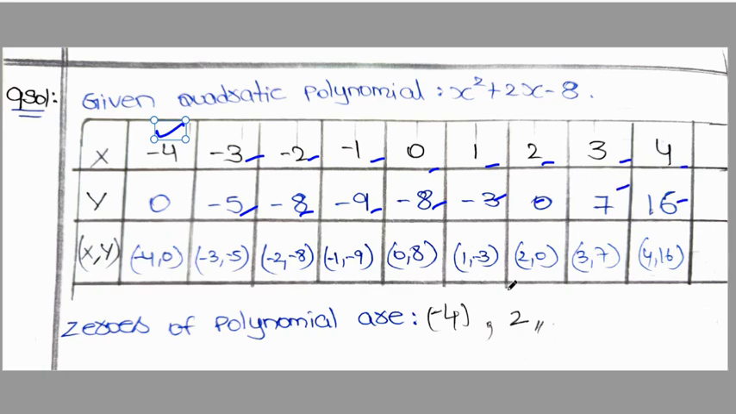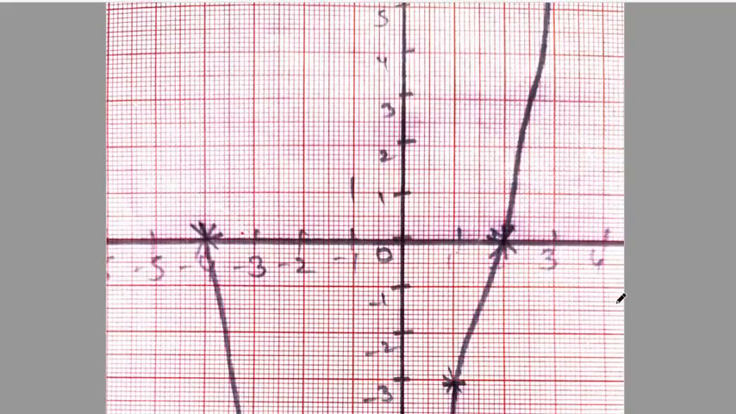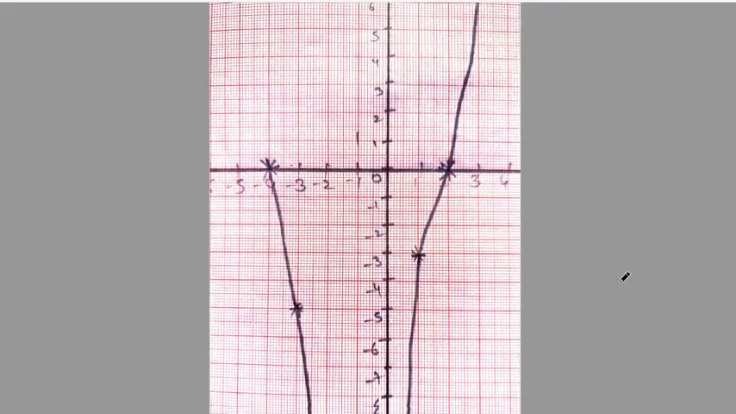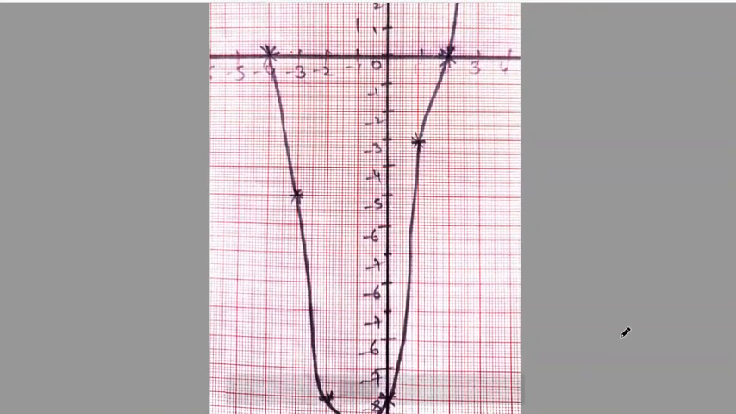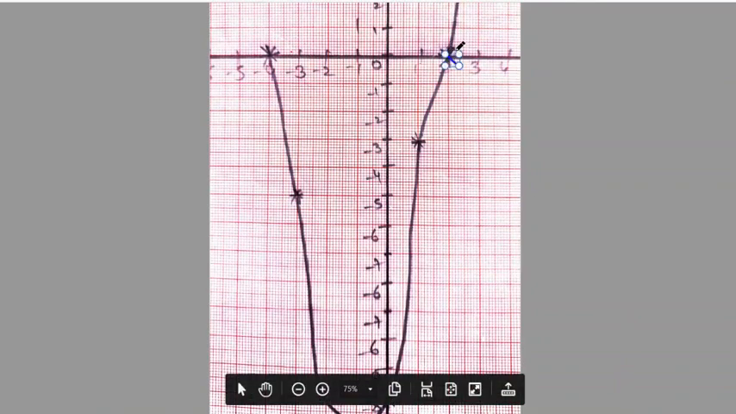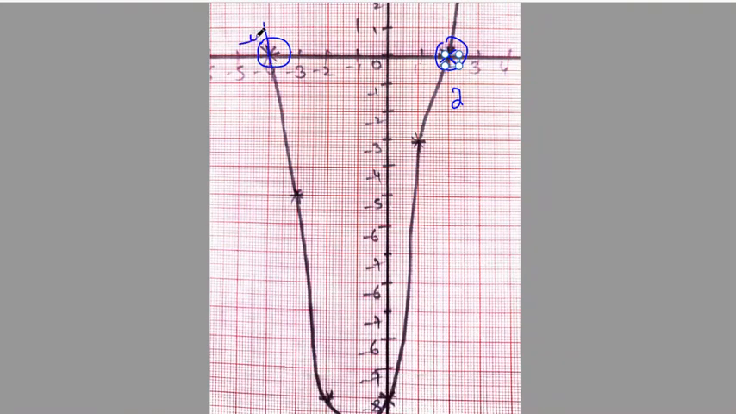We need to plot these points on the given graph. If we plot the points, the graph looks like this, and the graph is meeting the x-axis at 2 and minus 4. So 2 and minus 4 are the zeros of the given polynomial.